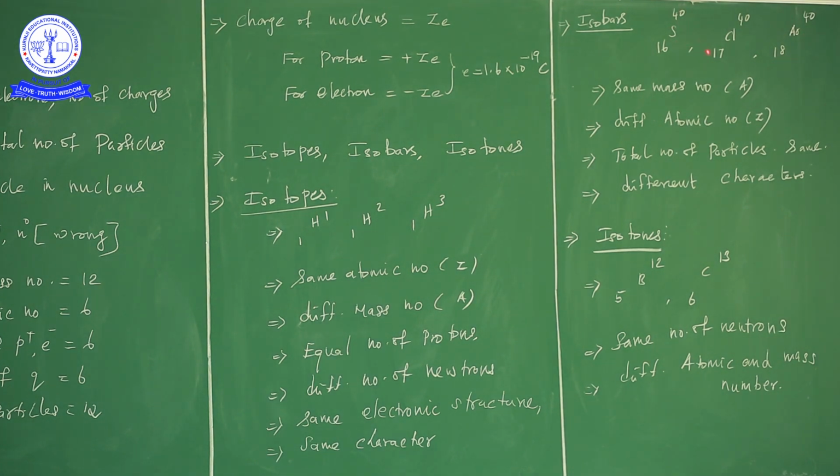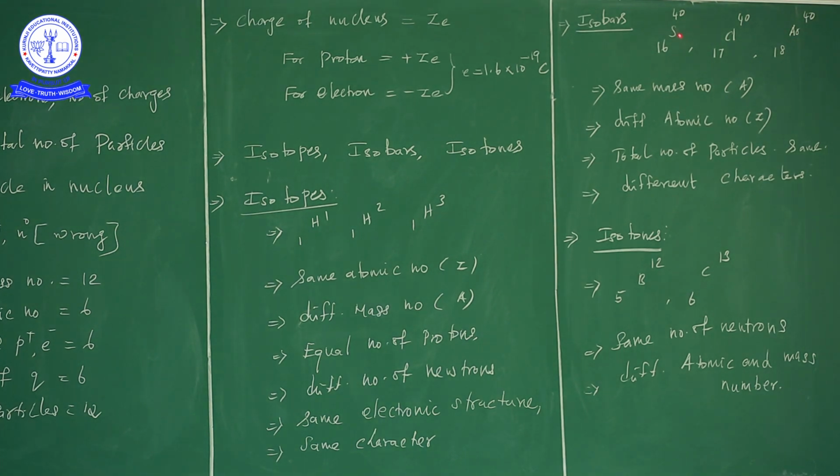Total number of particles in the nucleus will be the same. So here 40, here 40, here 40. So from that what we learn is all the 3 atoms will have the same mass number but a different atomic number. That means all the elements will have a different number of protons. அப்போ total number of particles same. For S 40, chlorine 40, argon 40. அப்போ total number of particles inside the nucleus for all the 3 atoms for S, chlorine and argon will be the same. So different character.